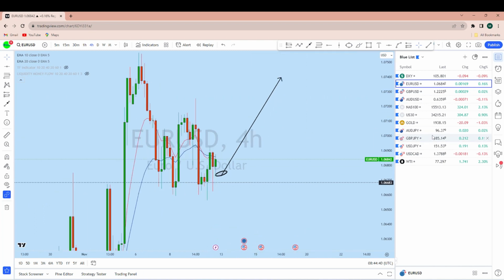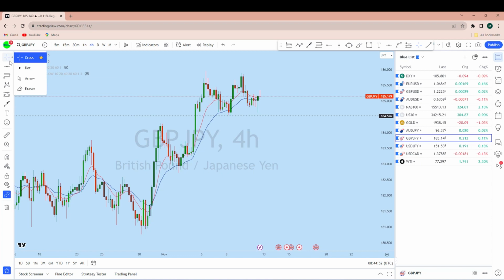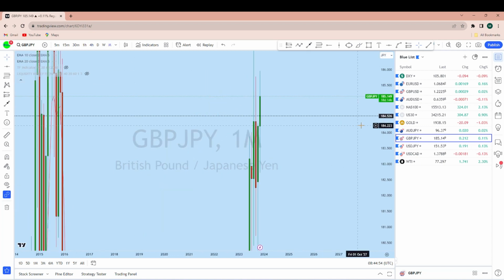So now let's look at yen pairs to see how they are doing, starting with GBPJPY, and then we'll be looking at gold after the yen pair. So looking at GBPJPY, looking at the monthly time frame.